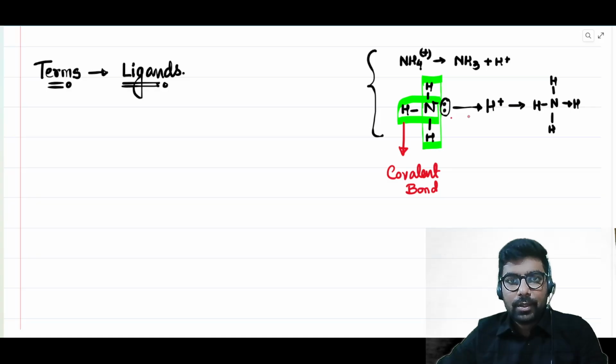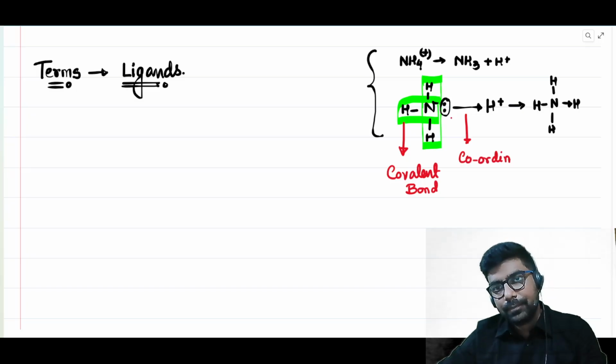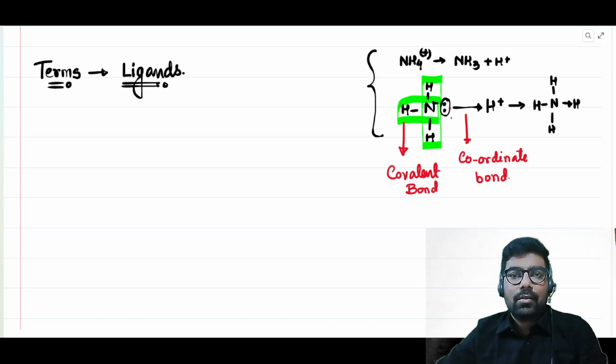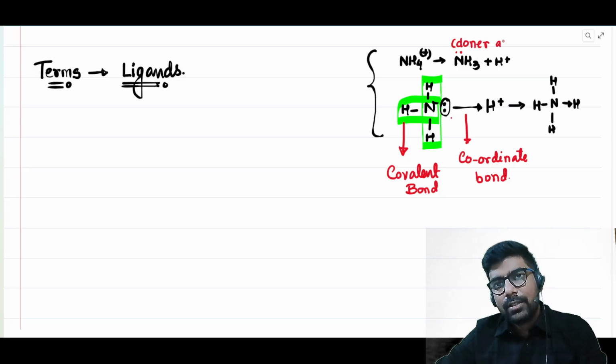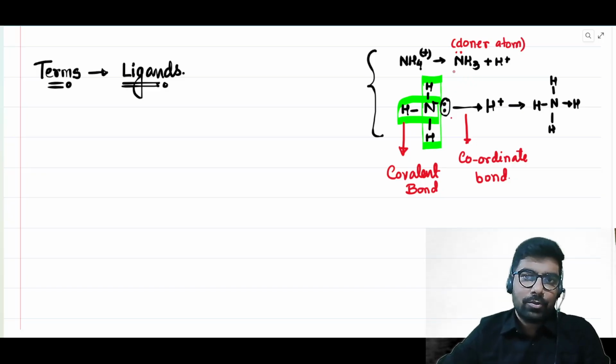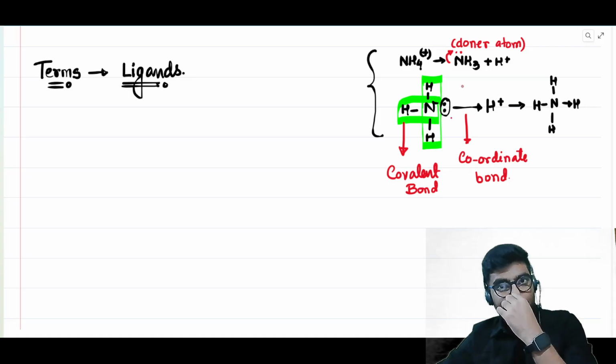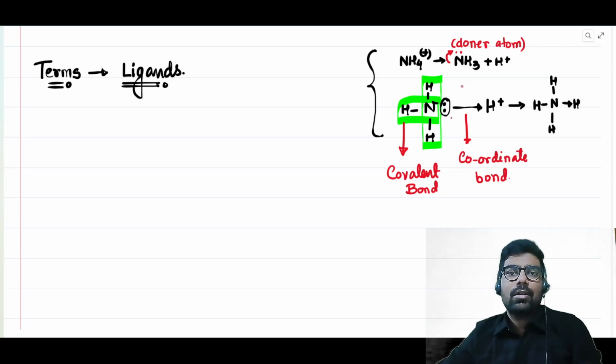And this one, the donation of electron, this is called coordinate bond, right? And who is giving this electron? Ammonia is giving. So ammonia over here, NH3, will be called what? Donor atom, because it is donating an electron. Ammonia will be called a donor atom, right? Because the one that donates the electron, that is electronically rich atom, that is donating the electron to the electronically deficient ones, these are called donor atom, right?